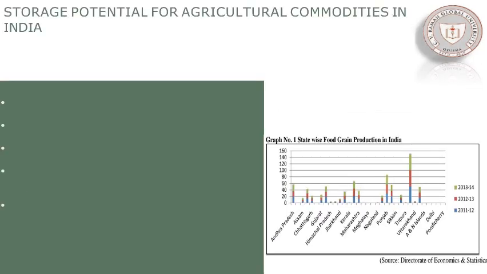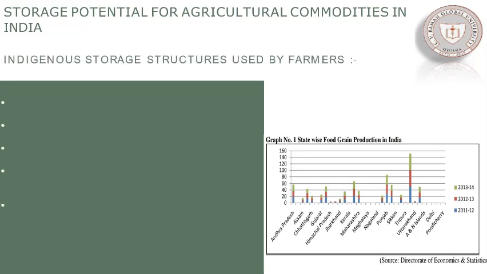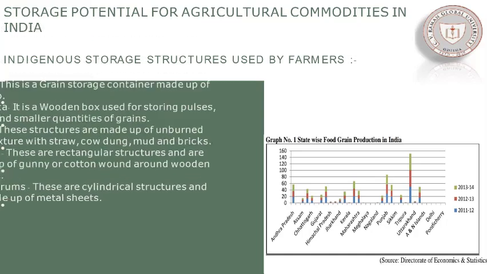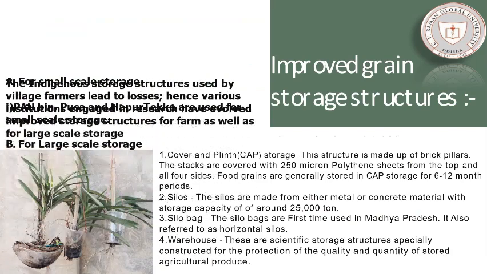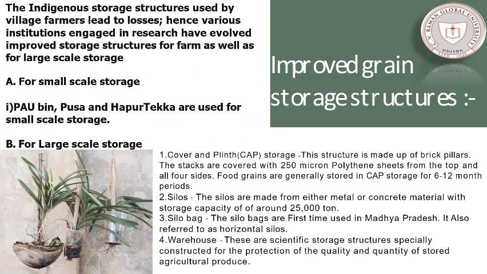Storage potential for agricultural commodities in India. These are the indigenous storage structures used by our farmers: Kanaj, Sandukar, Kothi, Tekka, metal drums. These storage structures are best suited for farms as well as large-scale storage. Now, improved grain storage structures are used mainly for small-scale storage and for large-scale storage.